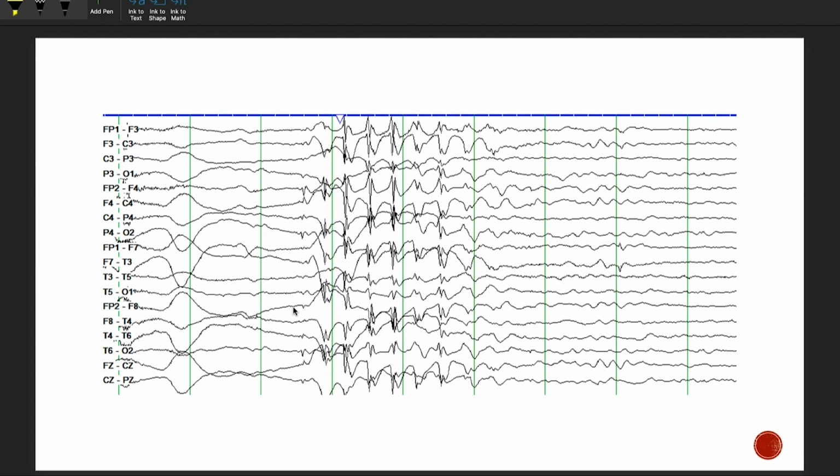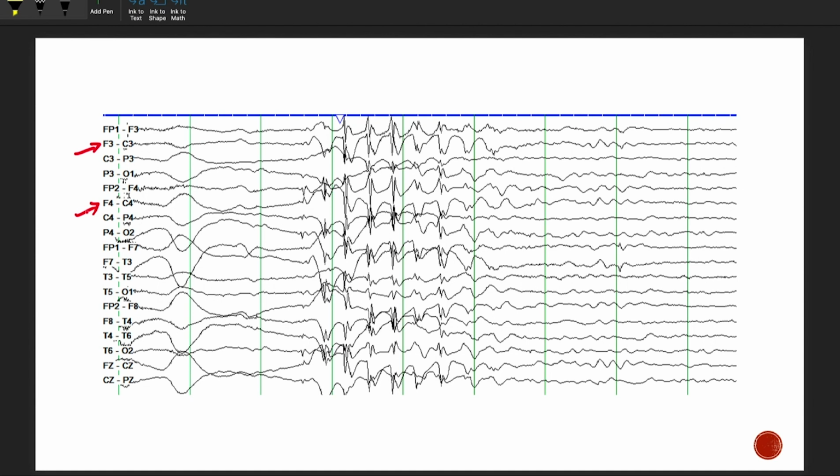This is generalized frontally dominant spike and wave discharges. If you reconfigure this EEG on an average reference, you will find that the maximal amplitude is at F3 and F4. This is typically seen in patients who have generalized spike and wave discharges, that's where you have the maximal amplitudes. This pattern has a strong association with generalized epilepsies.